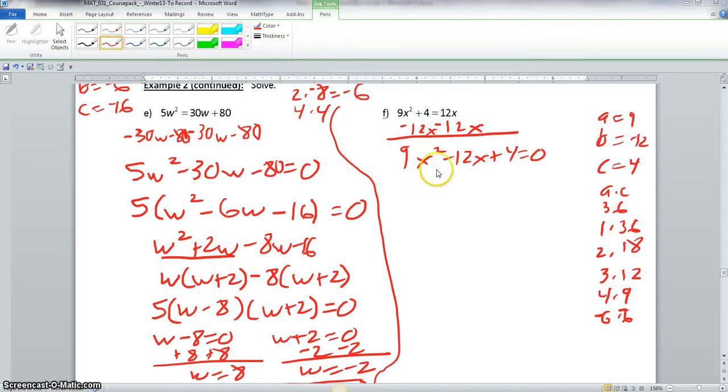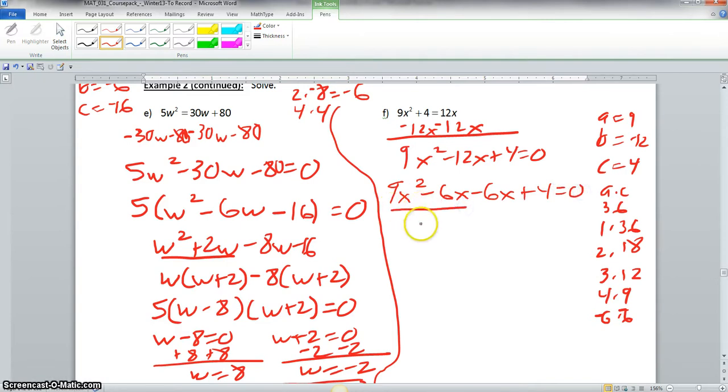Okay, class, picking up where we left off, we had -6 and -6. We know we add those two together, and that would give us our -12. So we would substitute that. We would have 9x squared minus 6x minus 6x plus 4 equals 0.